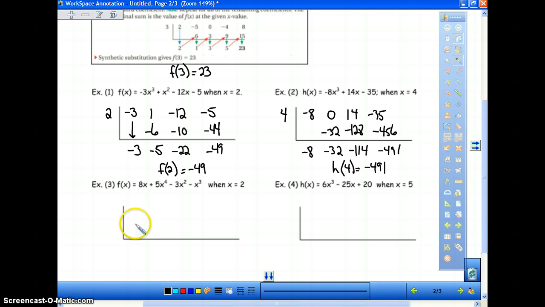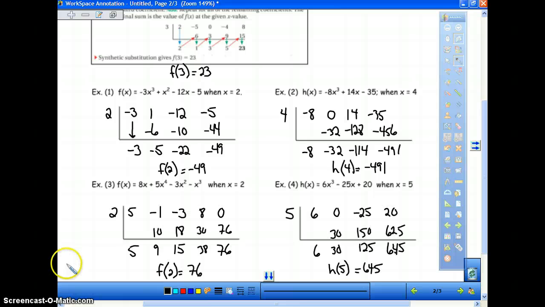So I just want you to do these on your own and see if you come up with the right answer. So pause the video right now, try them, and let's see what you get. Okay, we're back. So hopefully you tried these on your own. What you see from this one is we found that f of 2 is equal to 76.